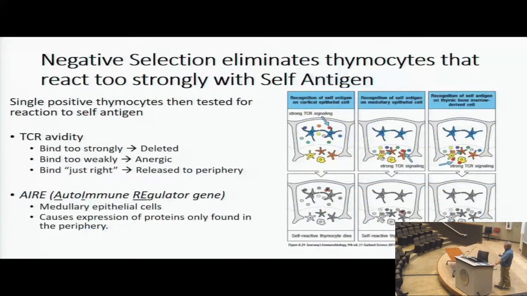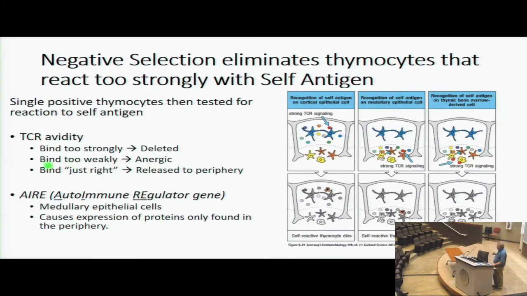And that really is dictated by the affinity of the interaction. And as a rule, if it's a very strong interaction, those T cells are killed off. So avidity is a combination of affinity of the receptor and how many receptors are involved. So it's basically a combination of two things. But high avidity interactions means that's too strong, and the T cell is eliminated. Because you don't want that T cell to emerge into the periphery, because it will cause autoimmune disease, all right? It'll start attacking self-tissue. If it's too weak, then the T cell is switched off.